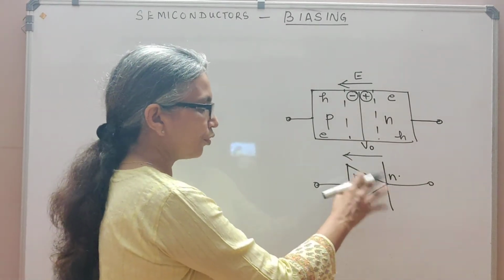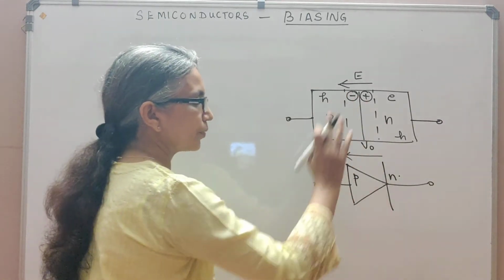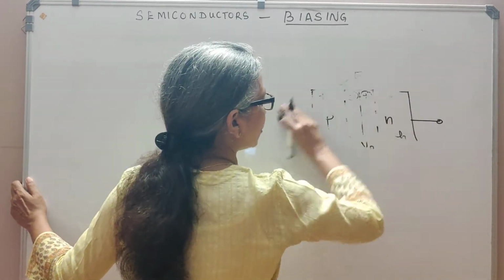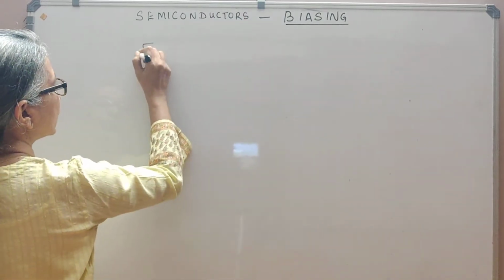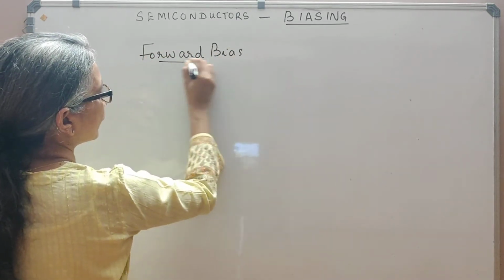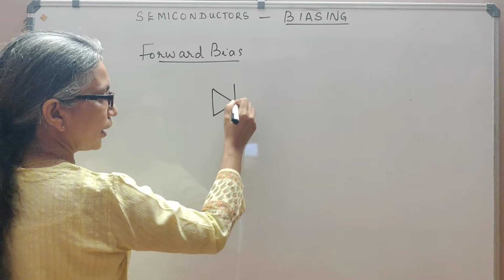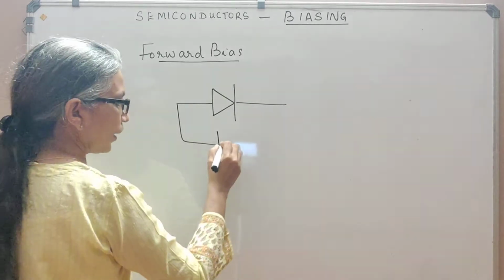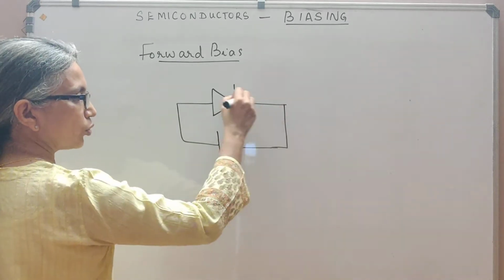So this is the symbol for a semiconductor diode, a triangle representing the P side and the line representing the N side. Okay. Now we are first going to discuss forward biasing. This is forward biasing. Now if you connect your semiconductor diode, this is the P and this is the N side, in such a manner that the P side is connected to the positive of the supply and the N side is connected to the negative of the supply. So P to positive and N to negative.